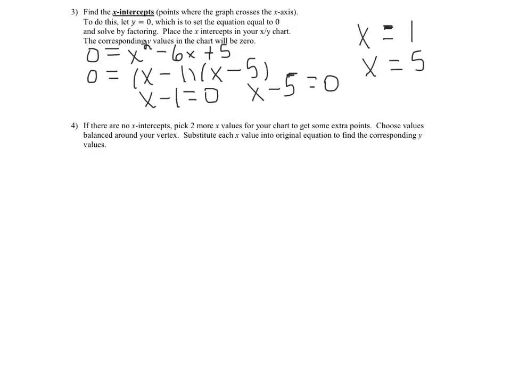Step 4, we are going to be skipping. What it states is if there are no x-intercepts, we would pick two more x values to put in our chart. For the problems we are doing at this point in the semester, we will always have x-intercepts, so we will skip step 4.